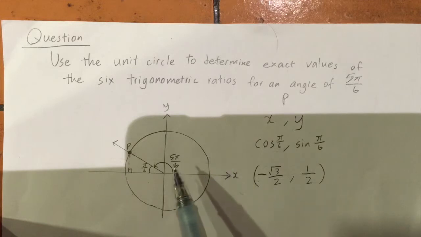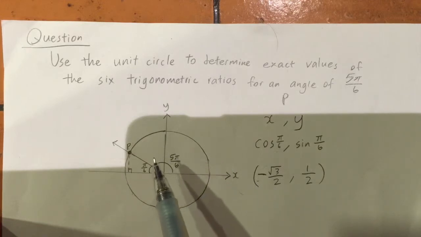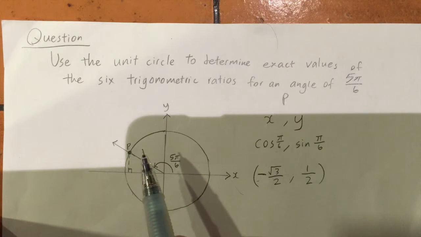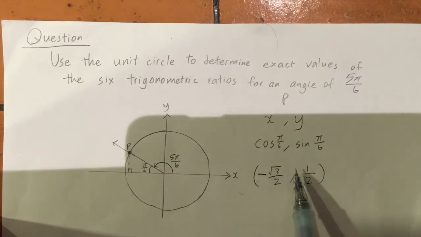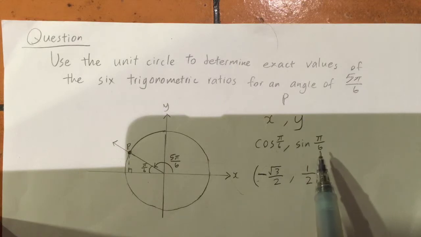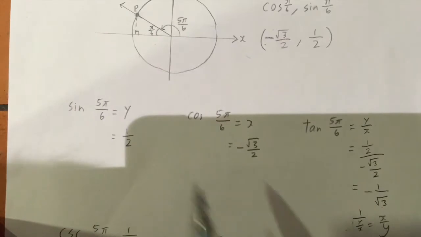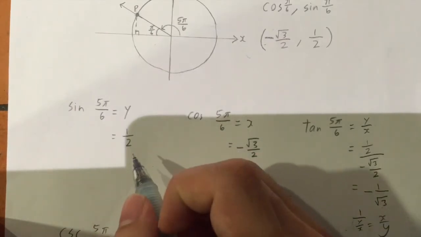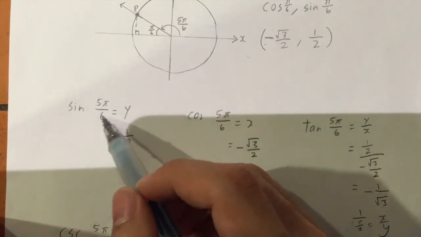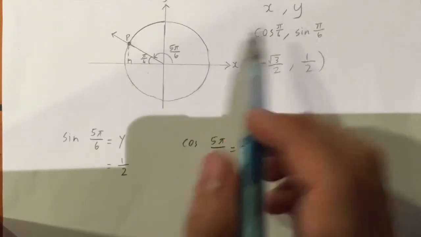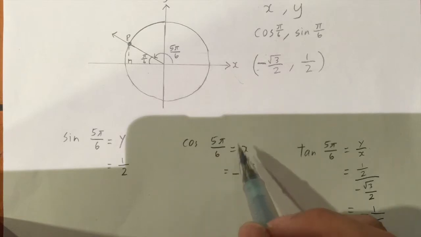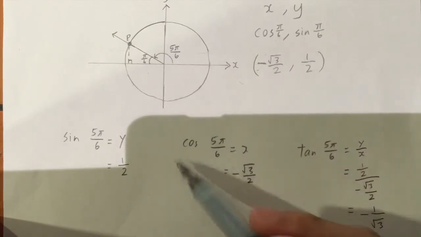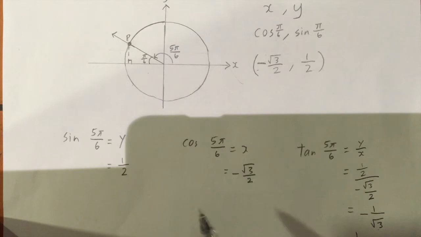But don't forget the CAST rules. Since it's on the second quadrant, only sine is positive. Therefore, we have to put a negative sign here. Whereas sine pi over 6 equals 1 over 2. So we have to determine the 6 trigonometric ratios. To determine sine, it equals y, which we calculated just now, which is 1 over 2. For cosine, it is the value of x, which is negative root 3 over 2.